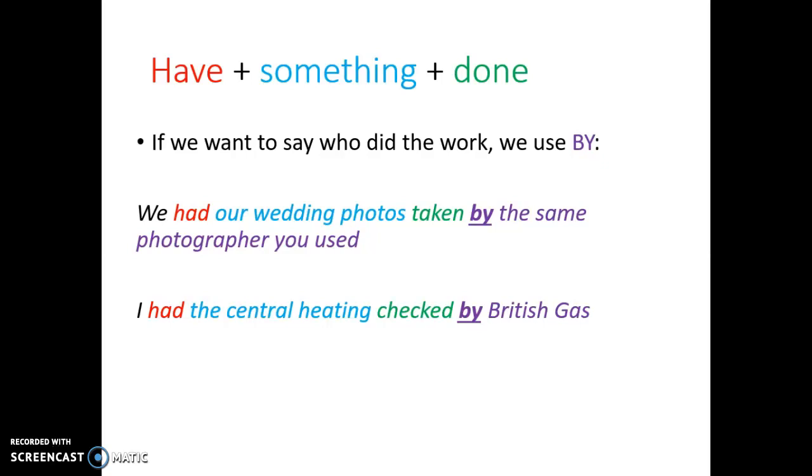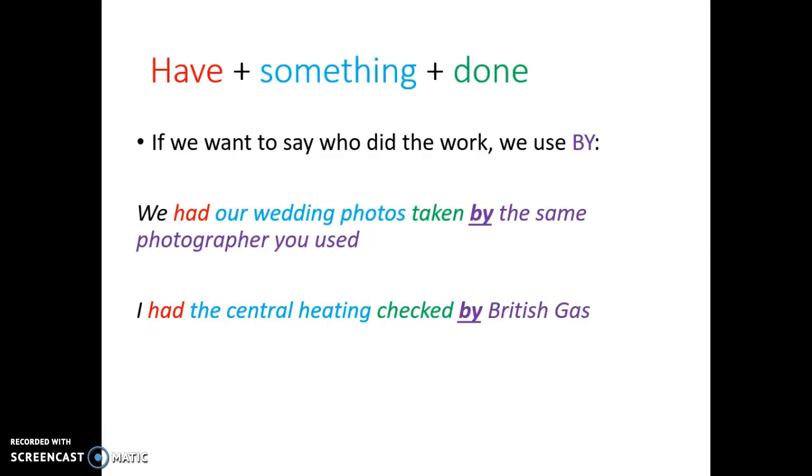As I told you at the beginning, I was trying to make some kind of analogy with the passive. And actually, this is a passive structure. And a proof of this is that you can use an agent. If you want to mention who did the action, like in the passive, you need an agent, and that agent is introduced with a preposition. And the preposition is by, like in the passive. So we had our wedding photos taken by the same photographer you used. Or I had the central heating checked by British Gas.